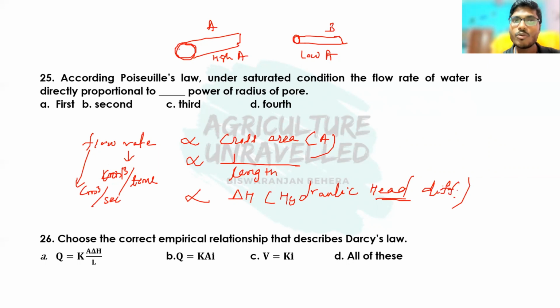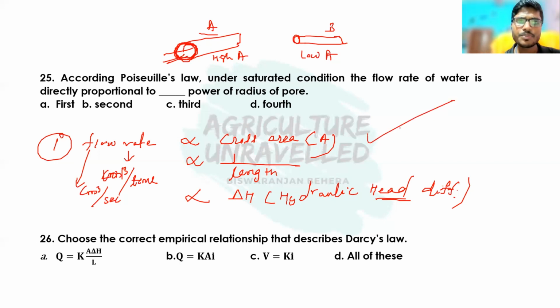So tell me, in which case, A or B, will the flow rate be higher? Definitely here the cross-sectional area, meaning the opening, is larger, so the flow rate, meaning a larger quantity or volume of water per unit time, will be released. So the flow rate is directly proportional to cross-sectional area. If the cross-sectional area is higher, then the flow rate is higher. So the first principle of Darcy's law is correct.